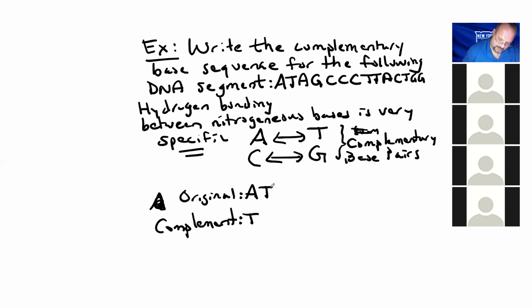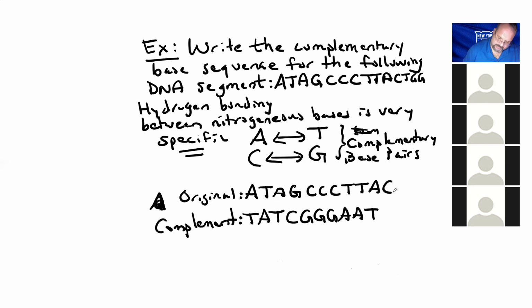If your original has thymine, your complement is going to have adenine. Then we come across adenine again, which would give us thymine. We have guanine, which gives us cytosine. Then we have three consecutive cytosines, which would give us guanine, guanine, guanine. Then we have two thymines, which would give us two more adenines. Then we have adenine, which would give us thymine, cytosine, which would give us guanine, thymine, which would give us again adenine, and then guanine and guanine, which would give us cytosine and cytosine.